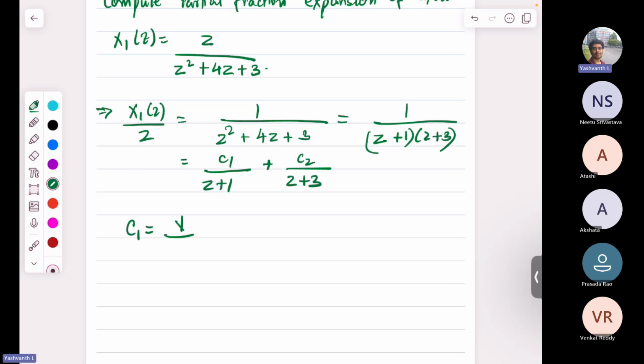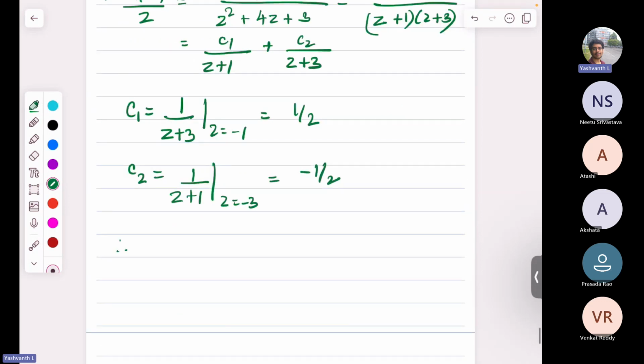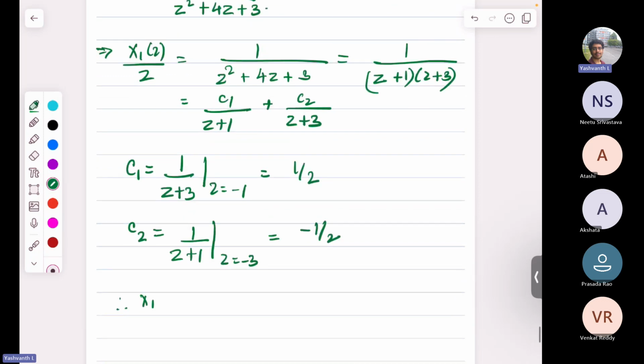You can show c1 is 1 by z plus 3 at z equal to minus 1, which is equal to half. Similarly, c2 is 1 by z plus 1 at z equal to minus 3, which comes out to be minus half. Therefore, X1 of z equals half into z by z plus 1 minus half into z by z plus 3.